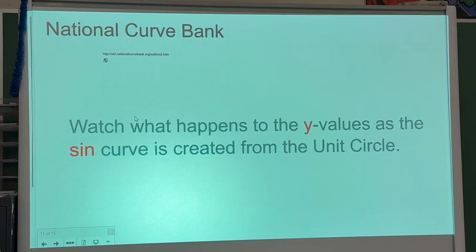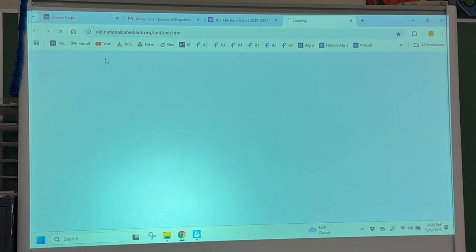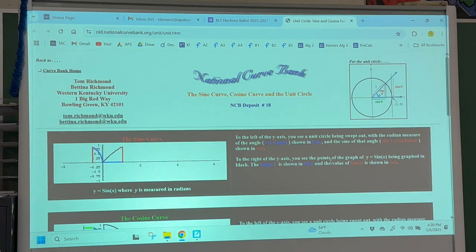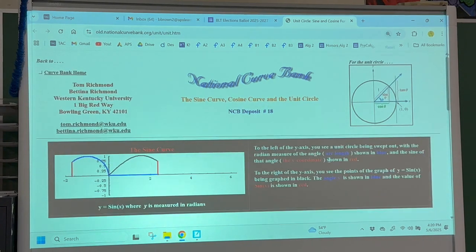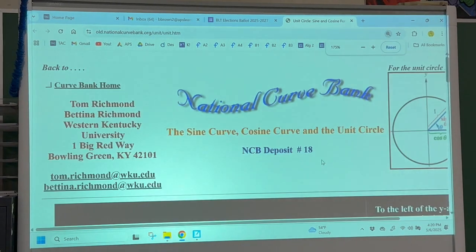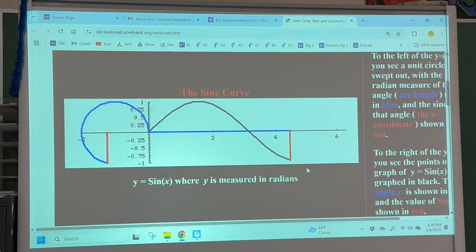Welcome back. What I'm going to do is take a look at a little website here, and it's going to animate the sine curve. I want you to watch the y values as the sine curve, the graph of sine, is created from the unit circle. We know our unit circle repeats values over and over and over again. So therefore, our graph of sine is going to repeat over and over and over again.